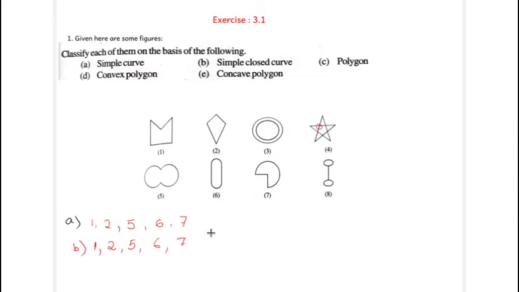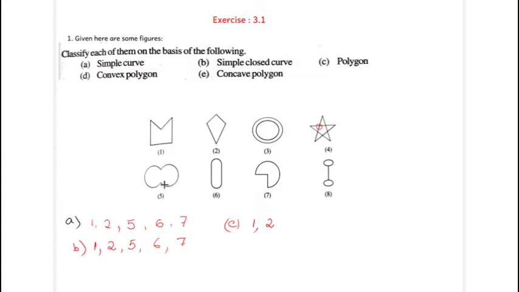Next, number C is a polygon. What is the definition of polygon? It should be a simple closed curve made up of only line segments. So from here only we can choose. Number 1, is it made up of only line segments? Yes, so number 1. Number 2 is a simple closed curve. Is it made up of only line segments? Yes, so number 2 also will go with it.